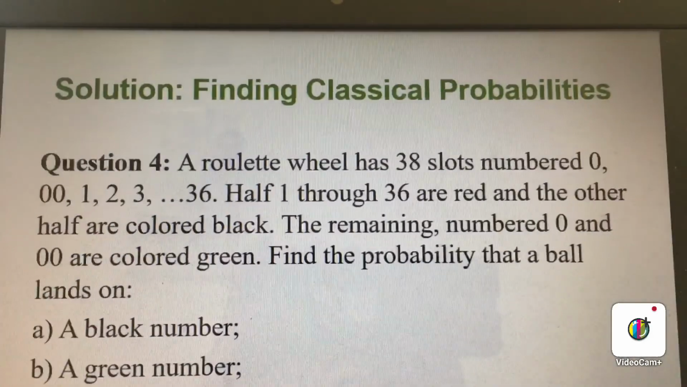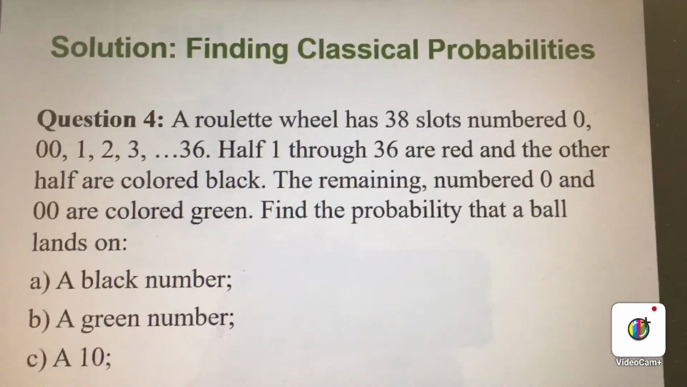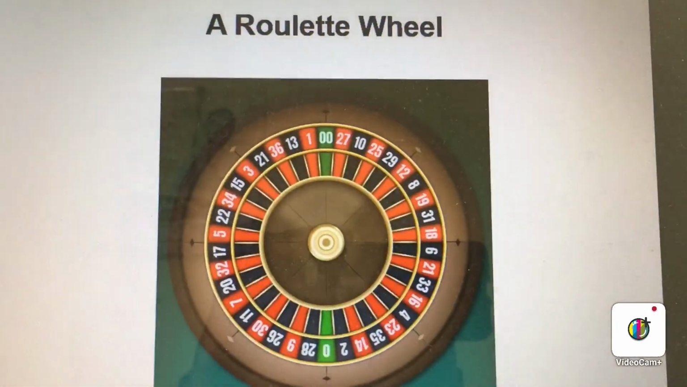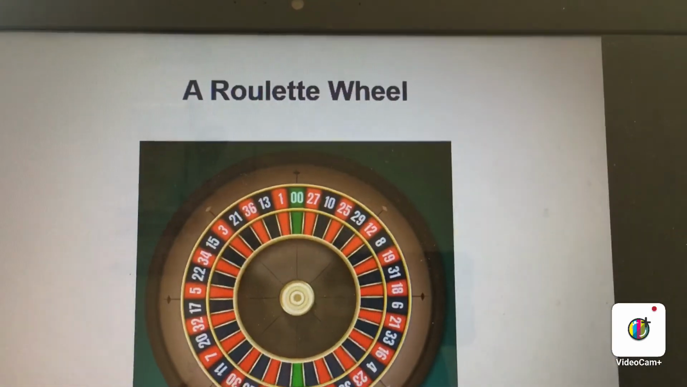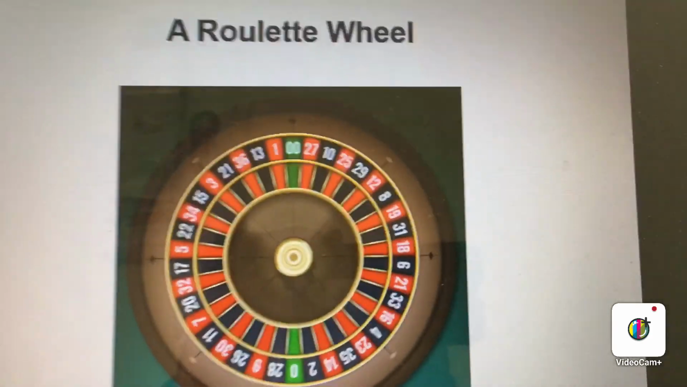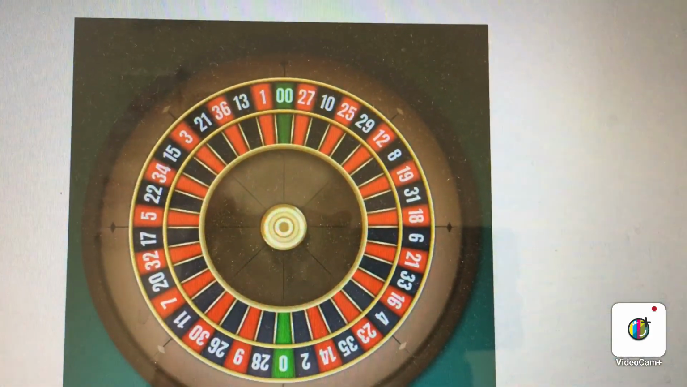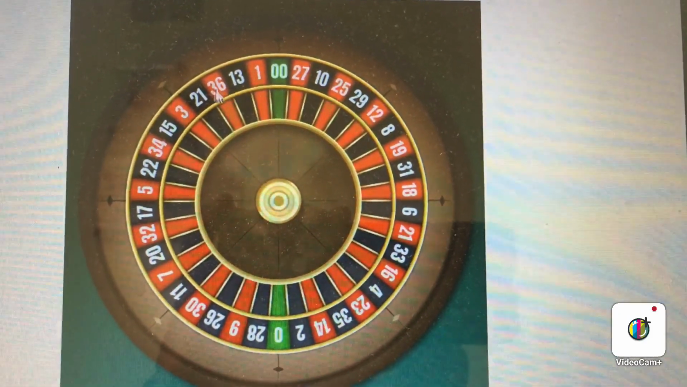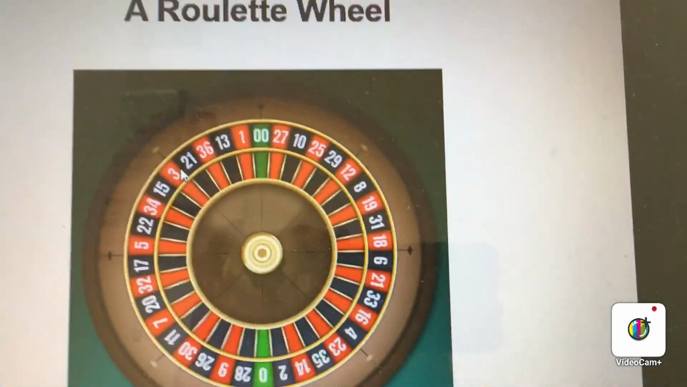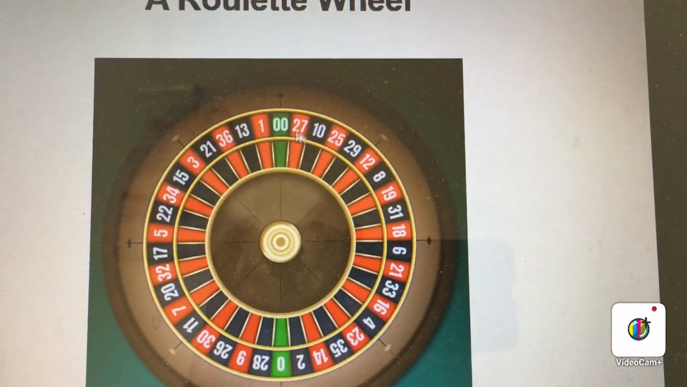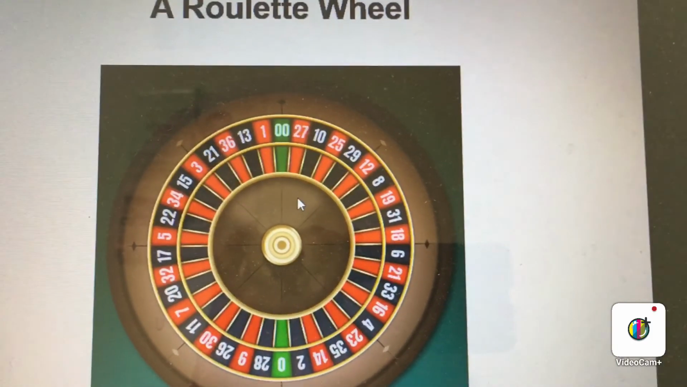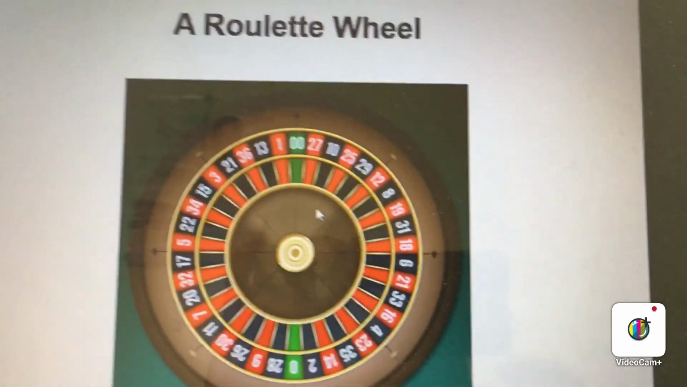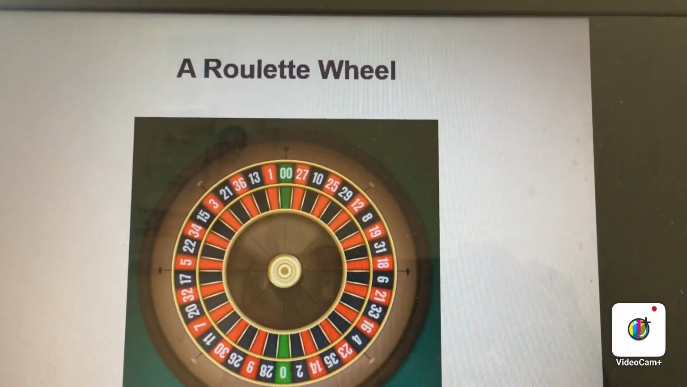Before we can answer this question, we need to see how a roulette wheel looks. Look at a roulette wheel right here. When you get closer, you can see the green slots right here and the red slots and black slots. In total, if you count them, you see that they are equal to the number mentioned in the question. Now we can go back to our question.